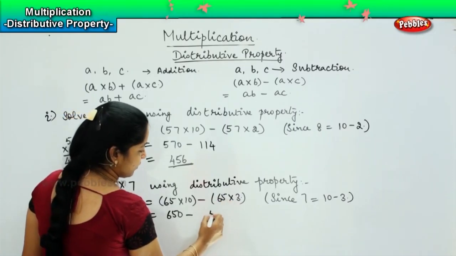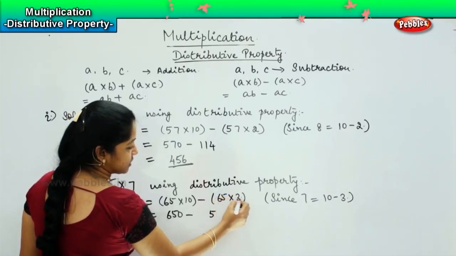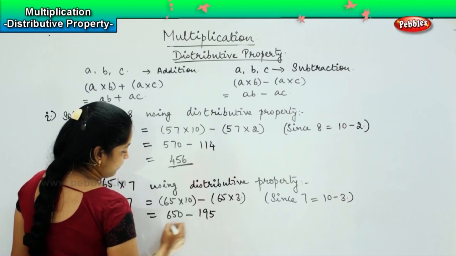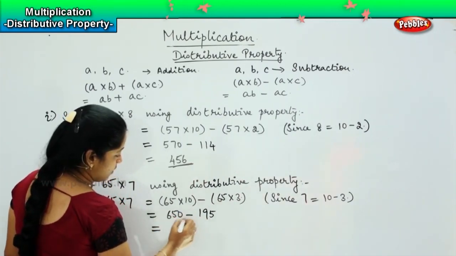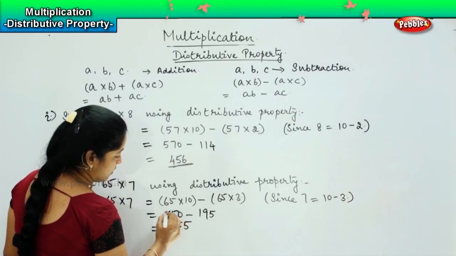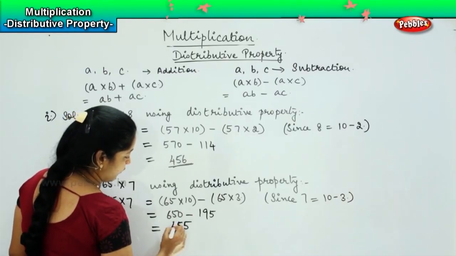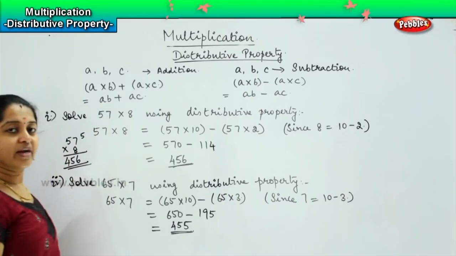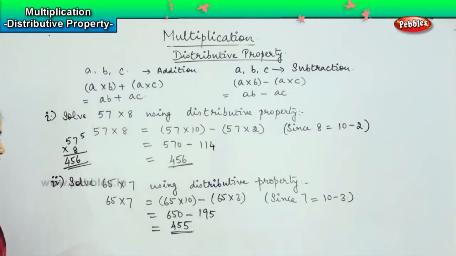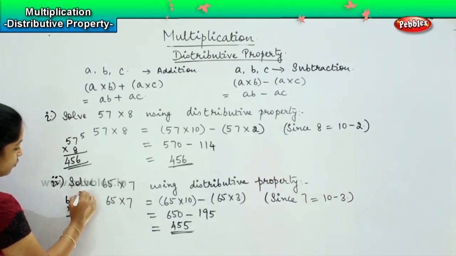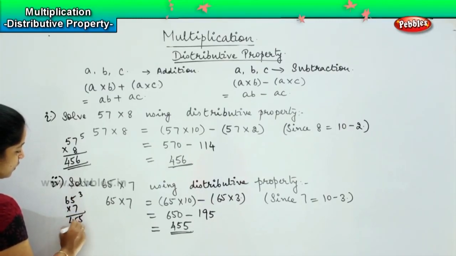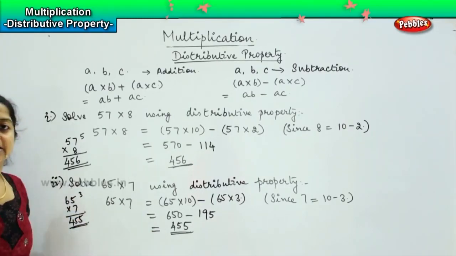Okay. So now 65 into 10 becomes 650 minus 65 into 3. So 5 3s are 15, carry 1, 6 3s are 18 plus 1, 19. Okay. So the answer is 455. Let us try to cross verify whether the answer is right or not. So 65 into 7. So 5 7s are 35, 6 7s are 42, 42 plus 3 is 45. So both ways my answer is correct.